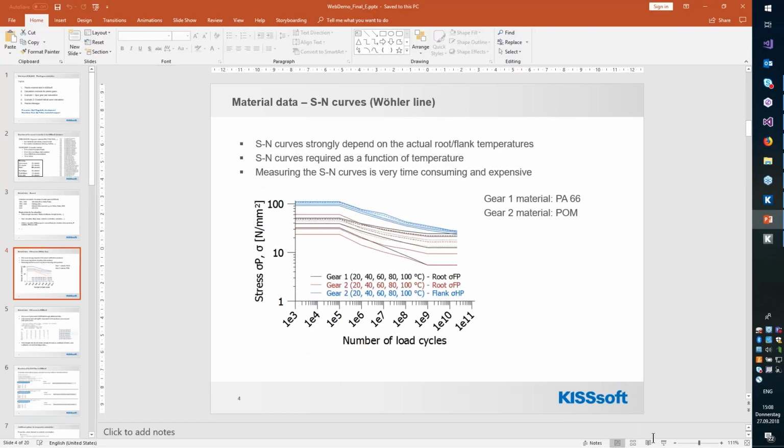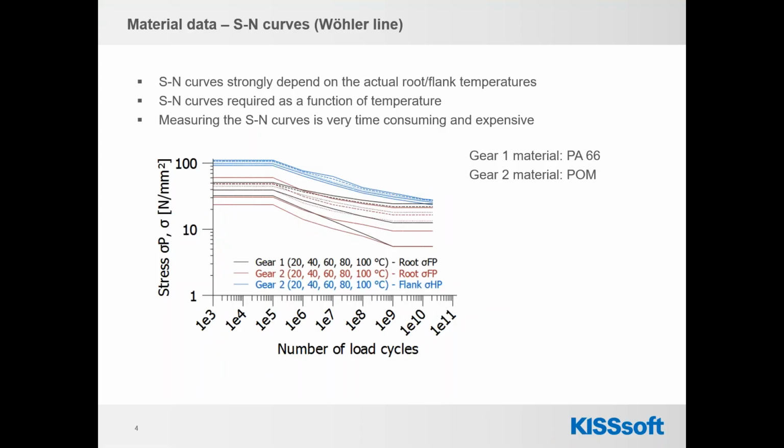Here we have an example of several SN curves for plastic gears. The problem of plastic is that the material properties depend heavily on the temperature changes. It means that also the SN curve has to be a function of temperature. And because we have to measure it at different temperatures, it means that we have several SN curves for one material. In this case, if you take a look at the red lines, you see 5 different SN curves. Each one corresponds to a different temperature.